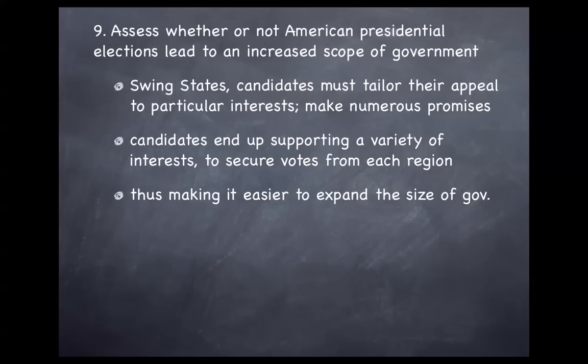So candidates are supporting a variety of interests to secure votes from each region. Thus, because of all these promises, it does expand. It makes it easier for them to expand the size of government because they've made all these promises to different groups of people. And that is Chapter 9, Nominations and Campaigns.